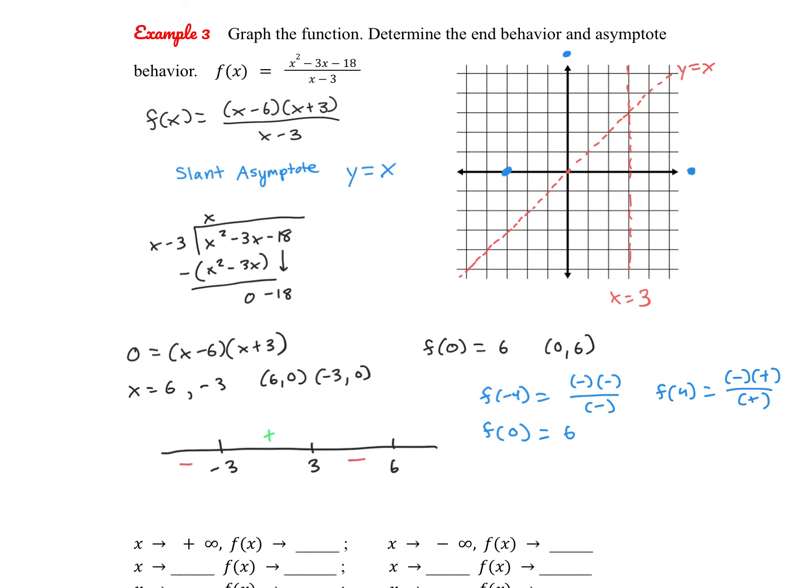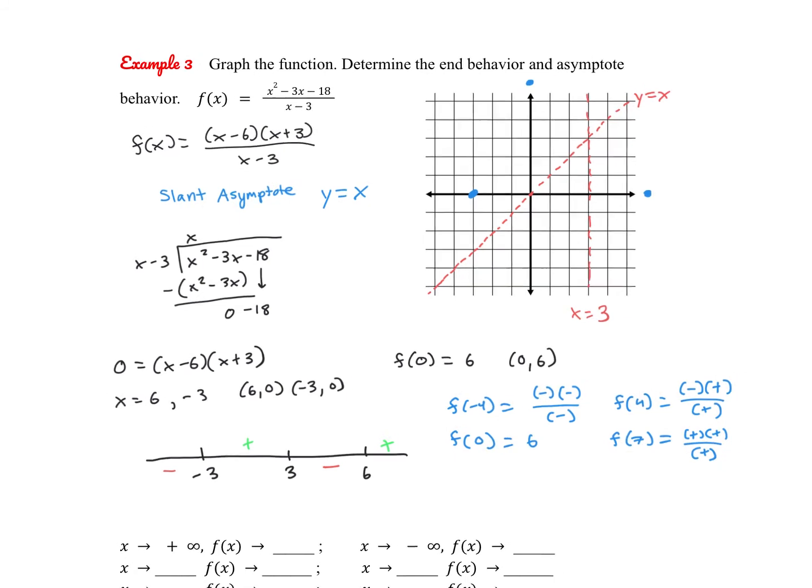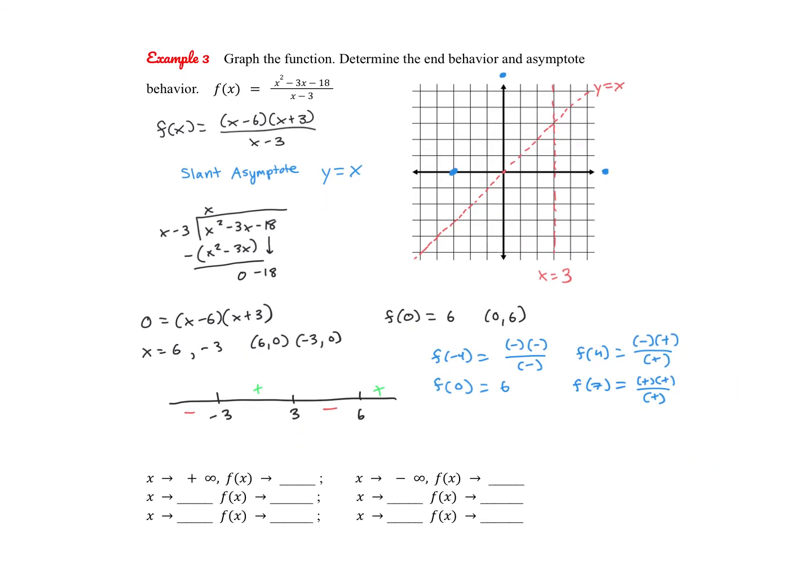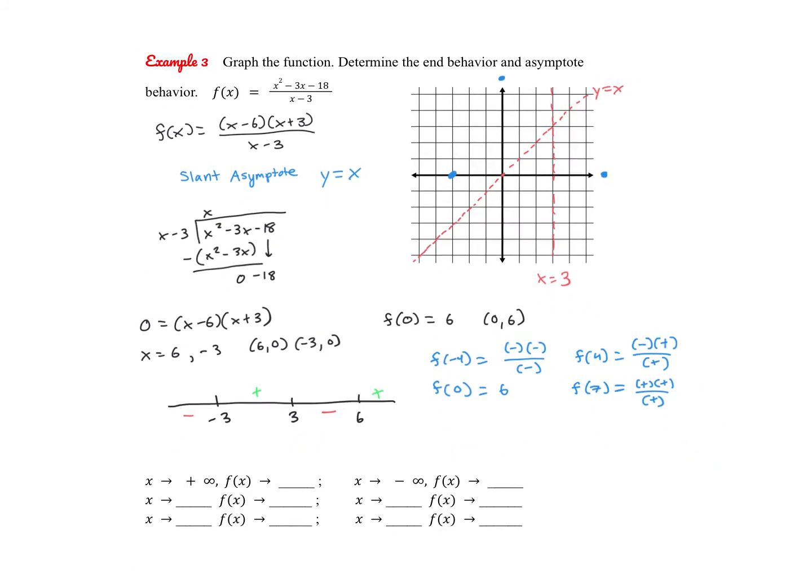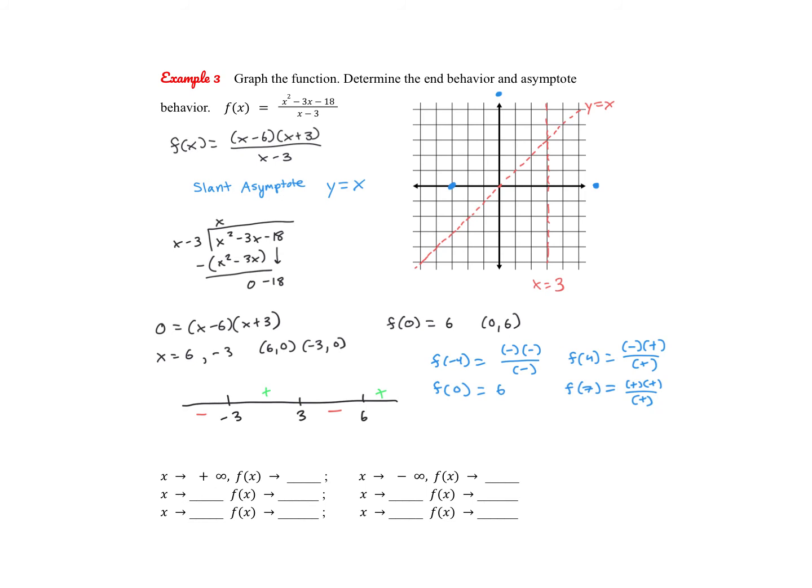And then plug in something bigger than 6. How about 7? So that gives us positive times a positive divided by a positive, which is positive. So you can see here our graph is crossing from negative to positive at negative 3, which is good because we do need to hit our y-intercept. So it ends up looking something like this. I'm going to do my best.